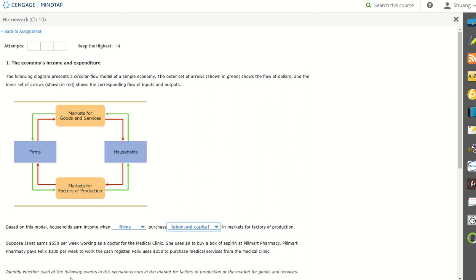Whenever households go work for companies and firms buy the labor from us, that's where the income comes from. Also, if you look at the more detailed diagram from chapter 2, that arrow will be somewhere right here. It goes from the market for factors of production to households, and this green arrow is called income. Okay.